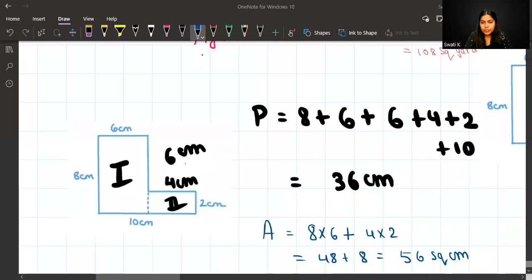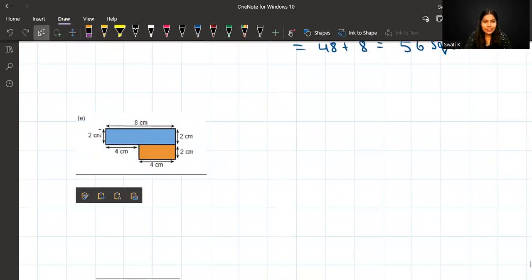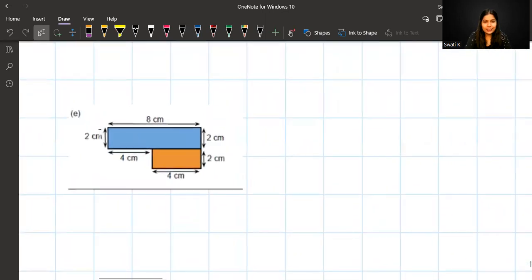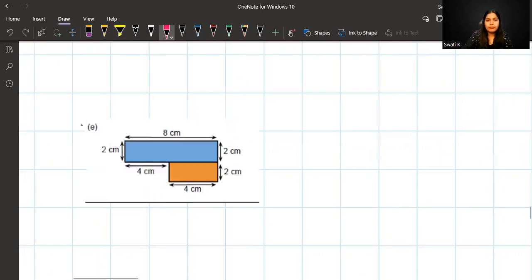And the next question is a very interesting question, I must say. It's quite vibrant, and this is the question. So, let me show you the question once again. And we have to find out again the perimeter and the area. So for the perimeter, of course, sum of the length of the boundaries, and here I can see that all the lengths are almost given, right?